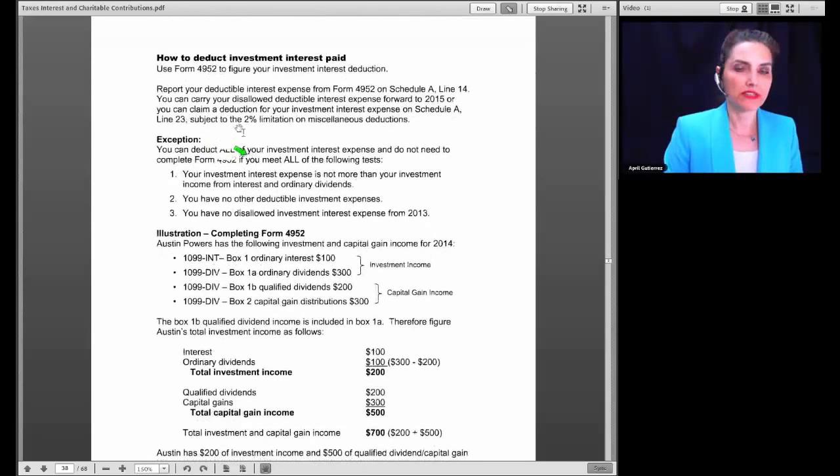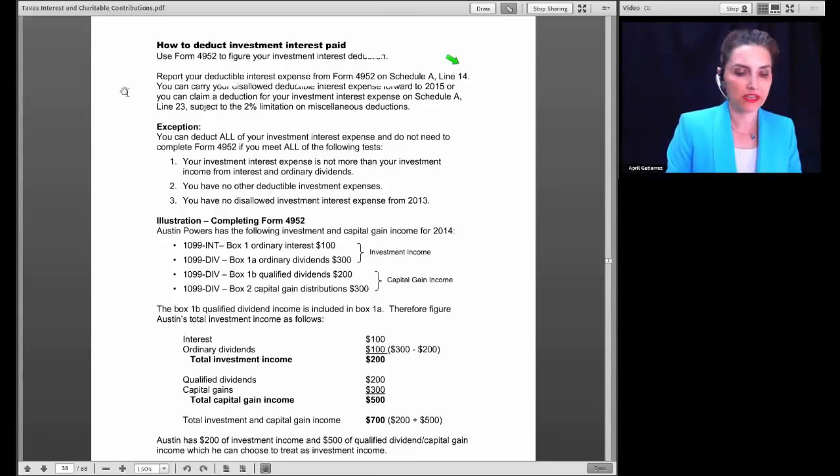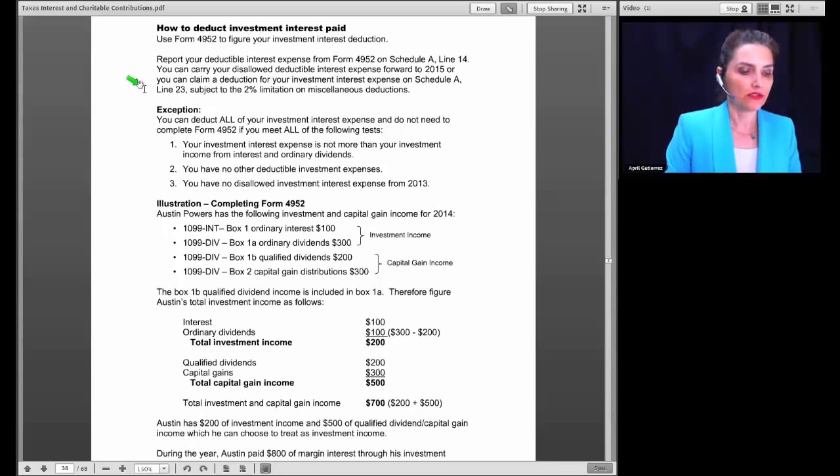So how do you go about deducting investment interest? Well, you can use Form 4952 to report your investment interest deduction. You report your deductible interest expense on Form 4952 and also on line 14 of Schedule A. You then carry your disallowed deductible interest expense forward to 2015, or you can claim a deduction for your investment interest expense on Schedule A, line 23, subject to a 2% limit on the miscellaneous deductions.